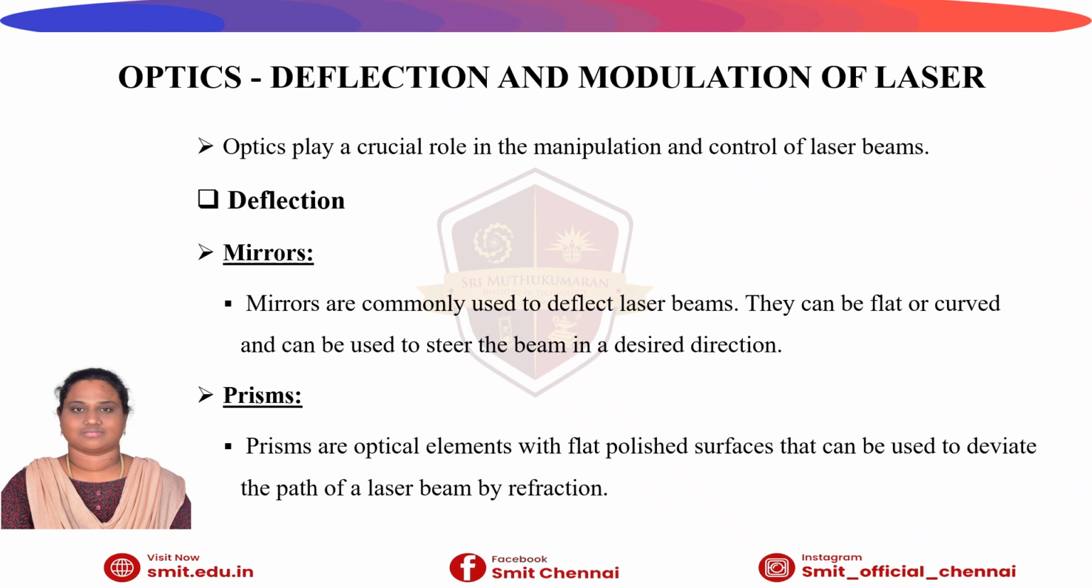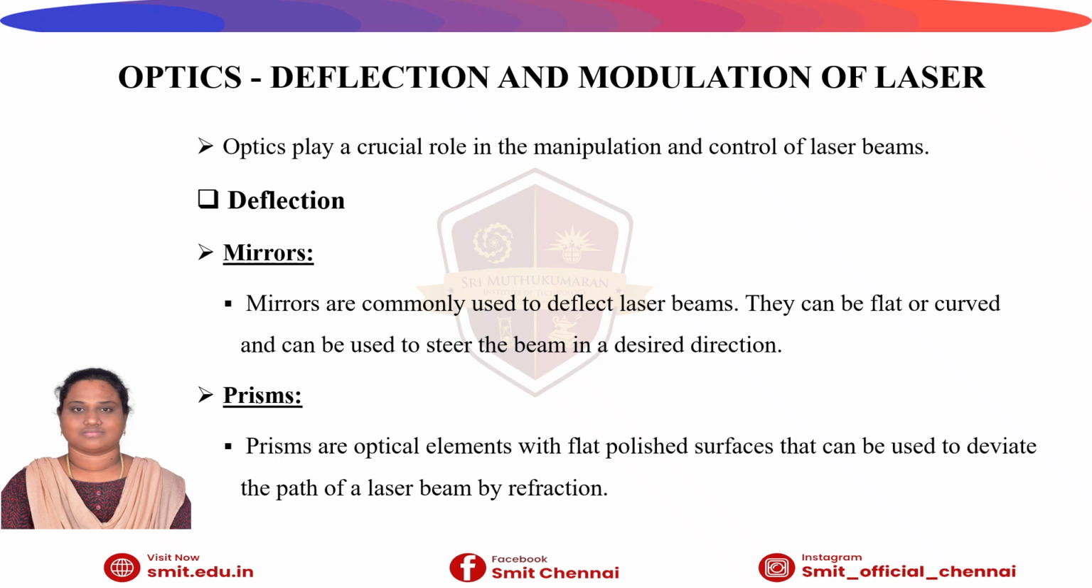Then modulation. Laser modulation is a process of varying one or more properties of a laser beam to carry information or control its output. So now we can see the methods of laser beam deflection. These are mirrors, prisms and beam splitters. First of all, mirrors are commonly used to deflect laser beams. They can be flat or curved, and can be used to steer the beam in a desired direction. Next one is prisms.